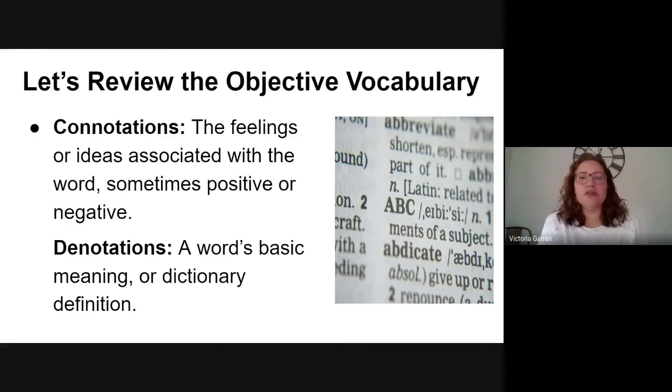So if you look at the picture that I provided, if you see that word at the top, it says abbreviate, which is to make something shorter or shorten. That is a denotation because that is the actual meaning of the word. But you can also have connotation, which means that the word shorten can have a negative, positive, or neutral feeling. And what we're going to do today is look at words to determine if the word has a negative, positive, or neutral feeling to it.